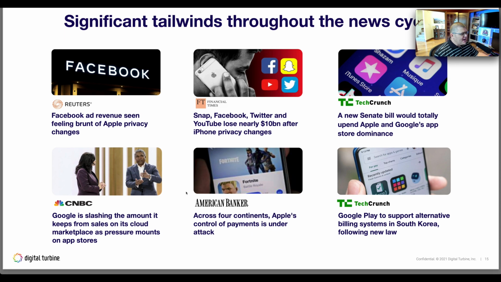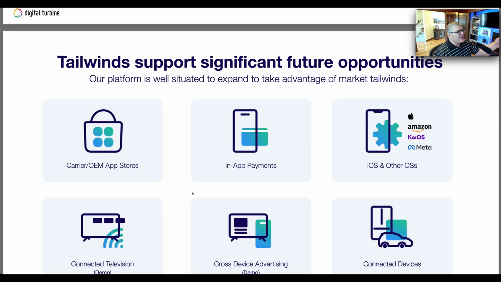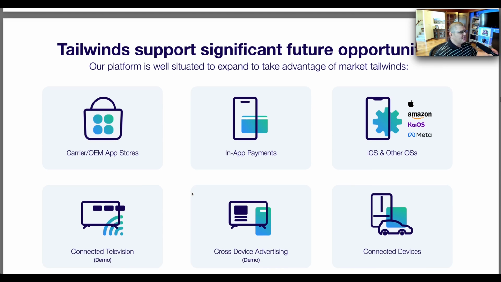Google is slashing the amount it keeps from sales on its cloud marketplace as pressure mounts on app stores. Across 4 continents, Apple's control of payments is under attack. Google Play to support alternative billing systems in South Korea following new law. So this is in the headlines all the time, and they're trying to stress that for us. Tailwinds support significant future opportunities. Our platform is well situated to expand, take advantage of market tailwinds.